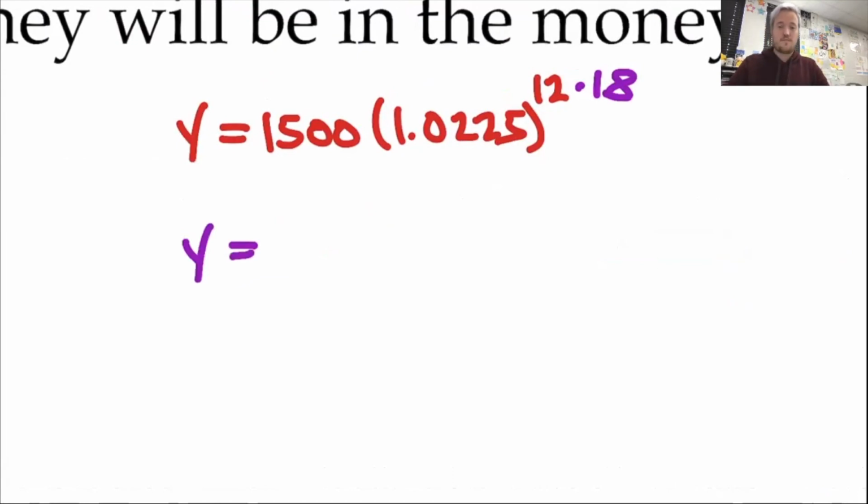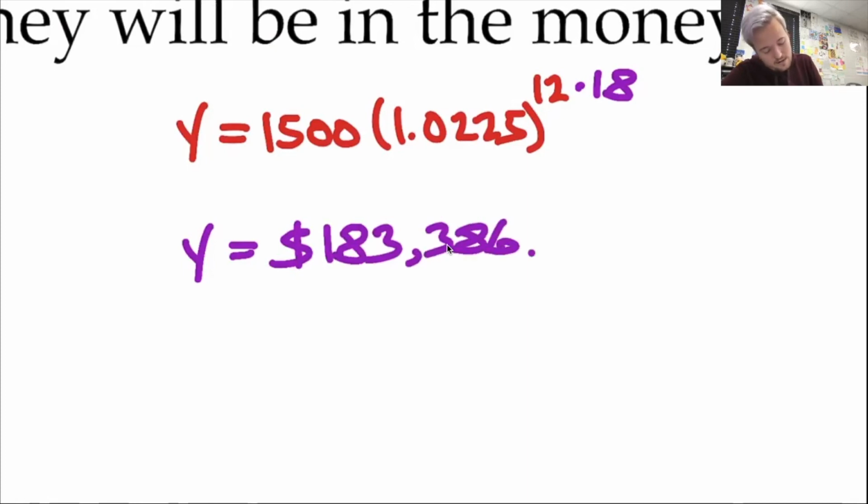So once again, 1.0225 is going to be raised to the 12 times 18. So after 18 years, this money market account, if it stays untouched with a 2.25% rate, in total, that account will have $183,386 and 63 cents.